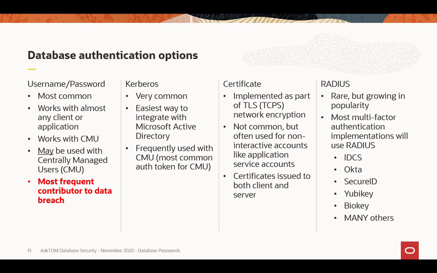Certificate authentication is usually for a special purpose, a lot of times used for application logins where you want to have a persistent login token and not depend on username and password. Certificate authentication is done as part of TLS encryption. The fourth option is RADIUS. This is very rare, less than 1%, maybe 1.5% if we're lucky, but it is growing in popularity.